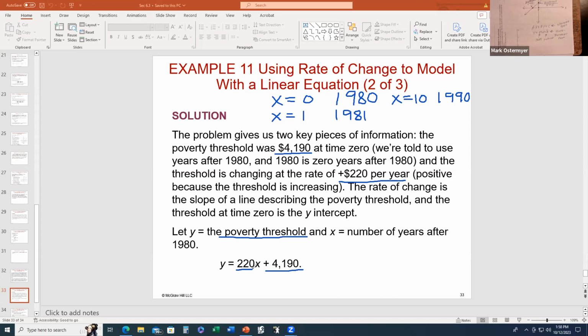$220 increase per year, times x, the number of years after 1980. Does this equation make sense in modeling the poverty threshold value versus the number of years x after 1980? Is this equation making sense here? How we set it up and what it's saying?